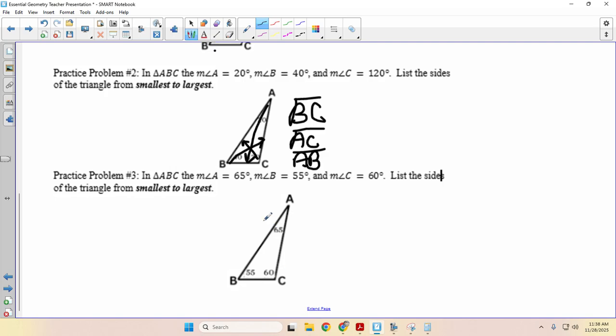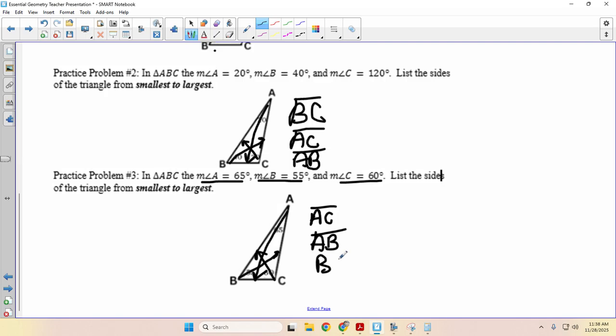All right, a little bit different here. Angle A is 65, angle B is 55, and angle C is 60. So we want from smallest to largest, I'm going to find the smallest angle. In that case here, it's B. Across from B is AC. Then I'm going to find the next biggest angle, that's the 60. That 60 is across from AB. And then our largest angle is a 65.